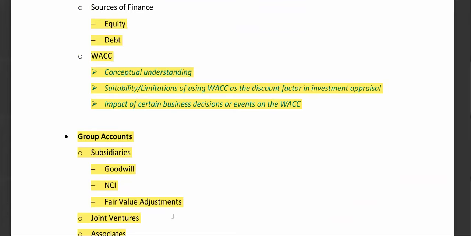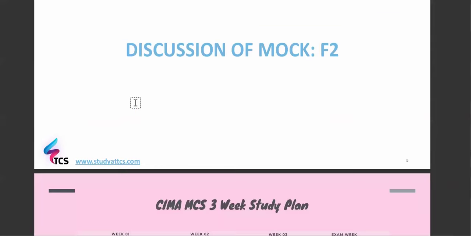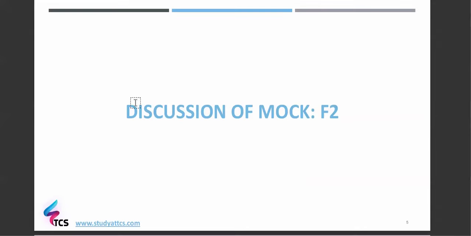And if you have any questions with regard to the syllabus areas and how they can be tested, you can raise them up in the Q&A session. But for now, let's move on to a mock exam task discussion where we focus on an F2 related topic.